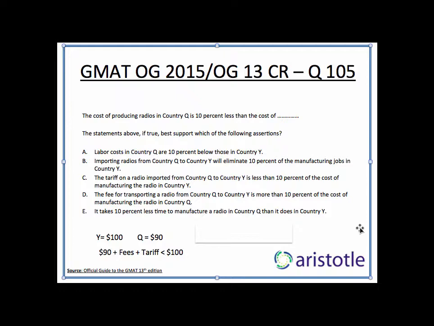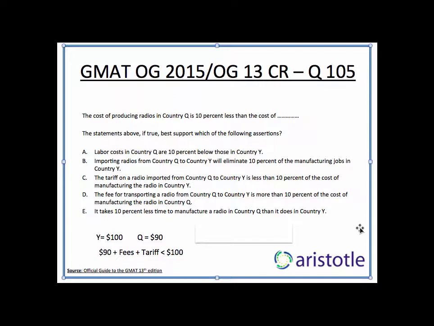We will go through the other two options also. D says the fee for transporting a radio from Q to Y is more than 10% of the cost of manufacturing the radio in country Q. That is absolutely wrong. The argument clearly says it is less than 10%. If it is more than 10%, it is cheaper to manufacture in Y than to import from Q. But the stimulus says the opposite. E says it takes 10% less time to manufacture a radio in Q than in Y. Again, we can't make any inference about the time. So C is the only option that can be inferred.